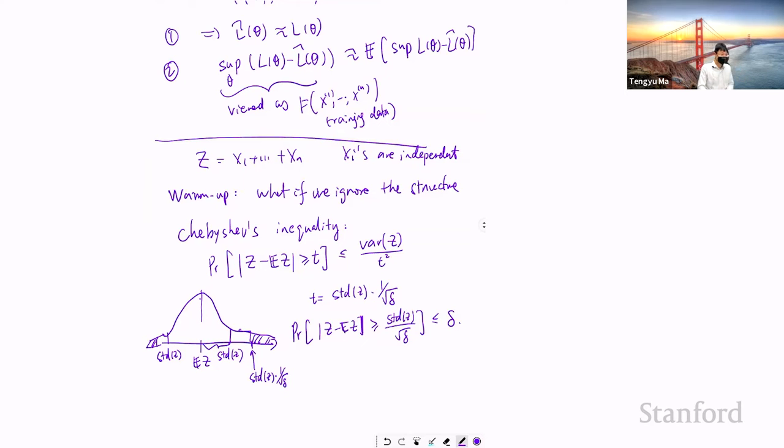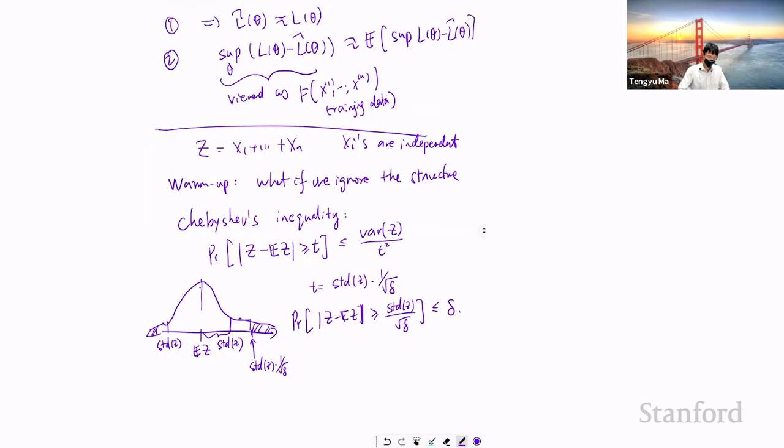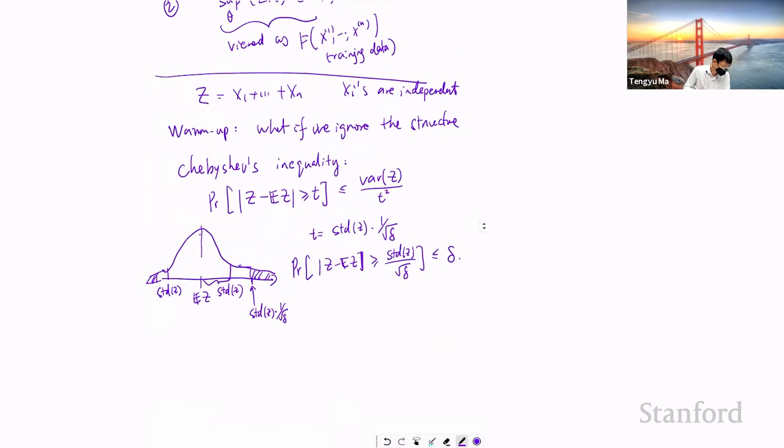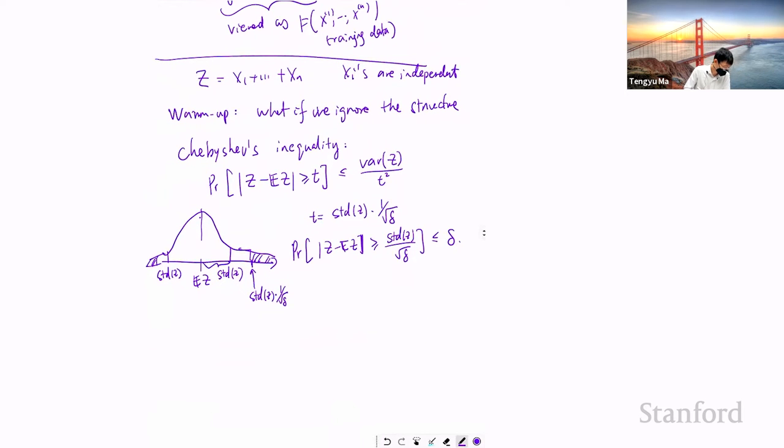However, this is not very strong, as we will see, because if you think about what happens with a Gaussian, right? So let me see whether I missed a constant here. Yeah, I think this is right. So if you think about, let's see.